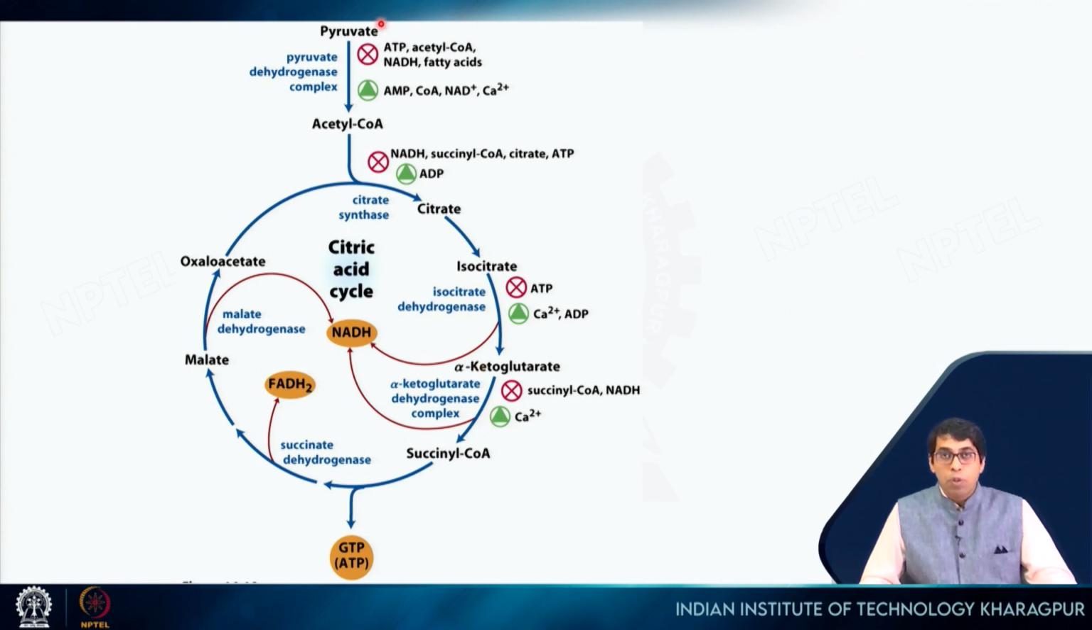So, these are mostly allosteric regulation, and the important factor that is needed here is the ratio of ATP and AMP, or NADH and NAD plus, or acetyl coenzyme A and coenzyme A. So, the ratio of these molecules determines whether pyruvic acid will go into this citric acid cycle or not.